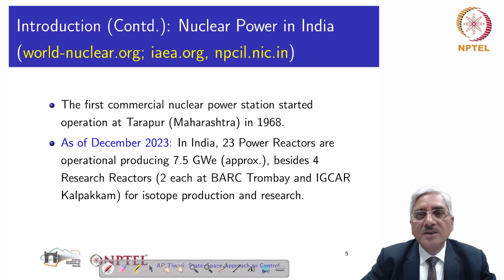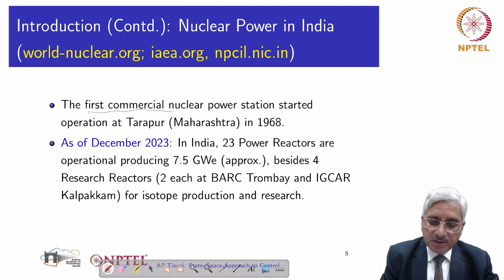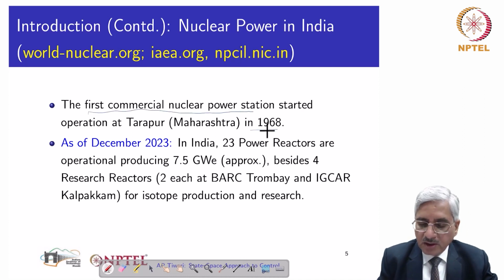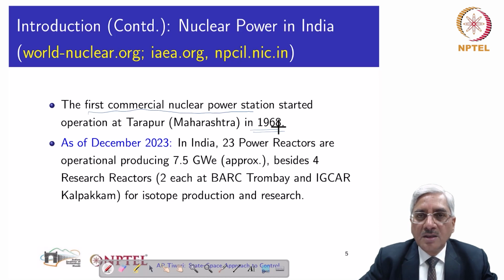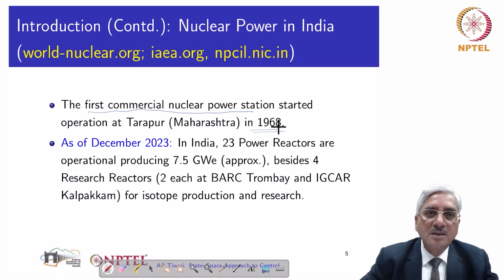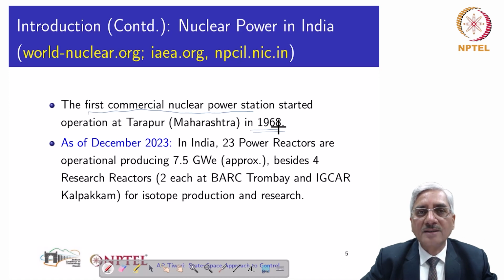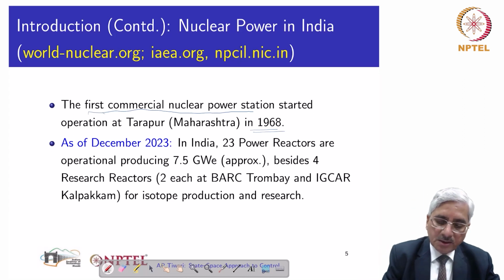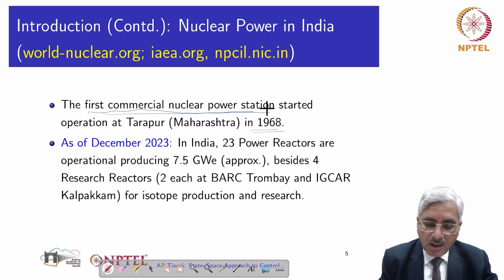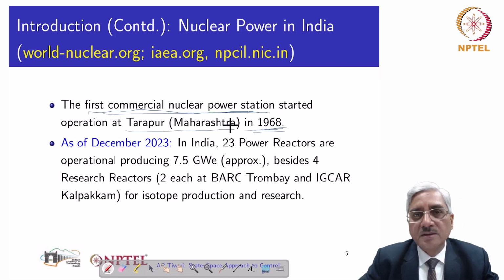As regards the scenario in our country, India, the first commercial nuclear power station was built in 1968. Research reactor came at Trombay even earlier. You might have heard about the Cirus reactor. It came even earlier, and in fact, Apsara came earlier to Cirus, which was established at Trombay. But as regards the commercial power production, a commercial nuclear power station came at Tarapur in Maharashtra, India in 1968.